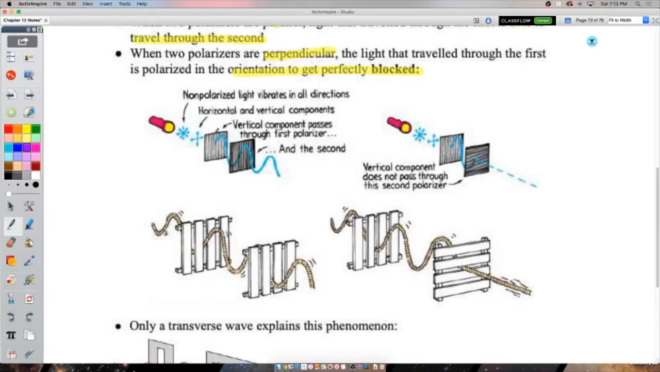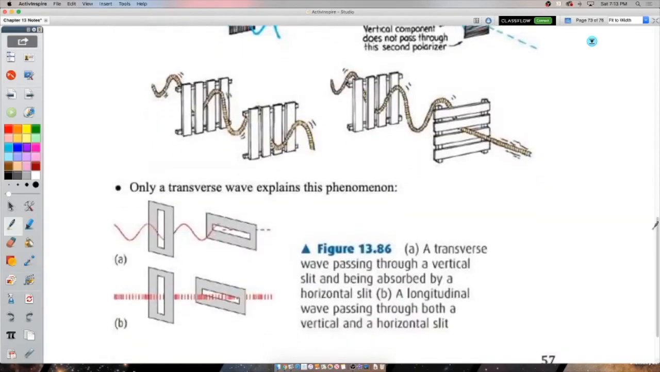And so as it comes through, up, down, and then this one is oriented parallel to it, so it gets through just fine. But here, when you do it perpendicular, up, down gets through, but this one, up, down is the main type of light that it's not letting through. It's set up to let side-to-side light through. And so, of course, light does not get through the second. That means no light is getting through at all, because whatever you let through here is now going to get blocked here. So only a transverse wave can explain this phenomenon, right?